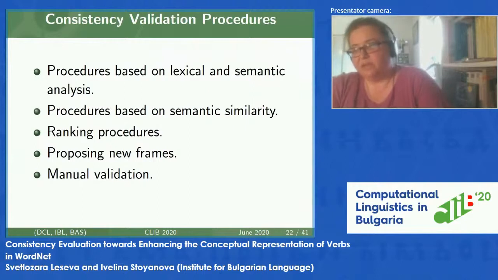Our consistency procedures: we use some procedures based on lexical and semantic analysis. Also procedures based on semantic similarity. Some ranking procedures, for when we get a list of suggestions, on how we rank them so that we can see which one fits better. Also, our thoughts on proposing new frames, adding to the FrameNet resource so that it covers WordNet as much as possible, and also some words on manual validation that is required after that if we decide to get a reliable resource that is not entirely based on automatic procedures.